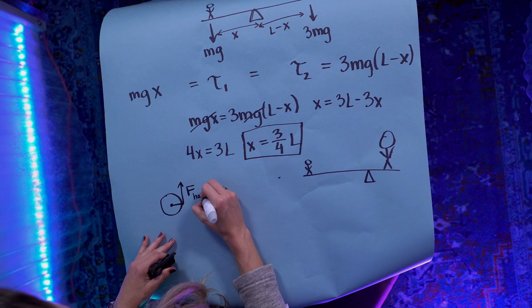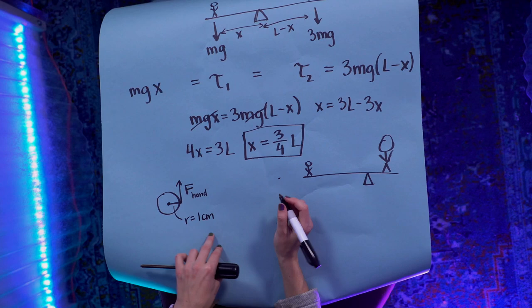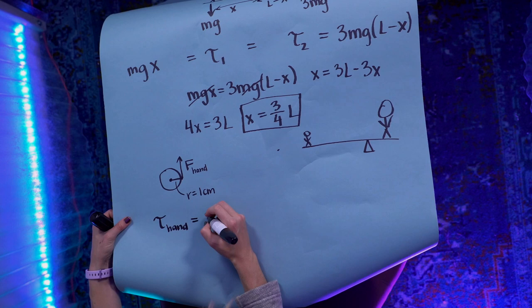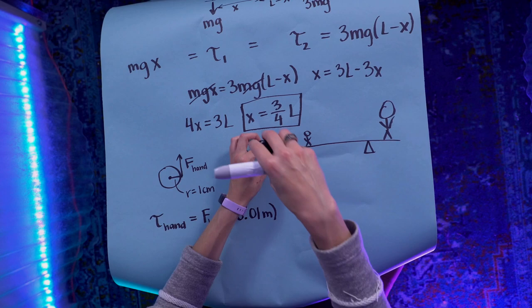And it's some distance away from the center of the screwdriver. It's small, so it's about 1 centimeter out. So force and a distance, that's a torque. So my torque is some force, I don't know what magnitude, times a centimeter, or 0.01 meters. And that same torque gets applied to the screw down here.